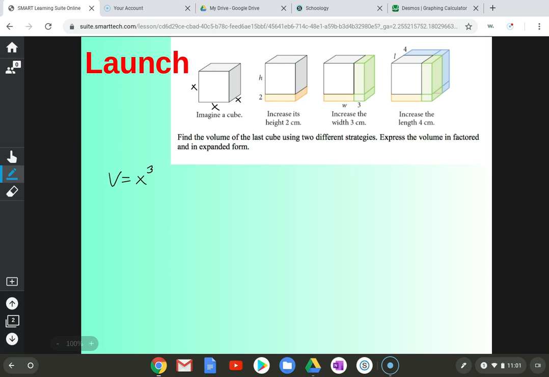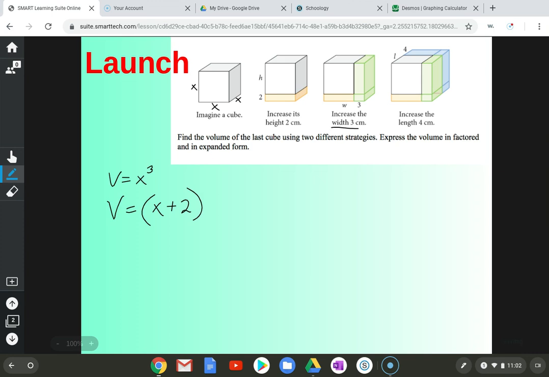We're going to do something a little different though. We're going to increase the height by 2, the width by 3, and the length by 4. This now is no longer a cube, it's a rectangular prism, but let's see what happens when we do that. If we increase the height by 2, the height is no longer x, it's x plus 2.